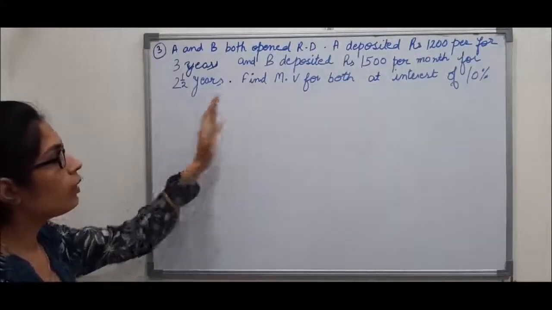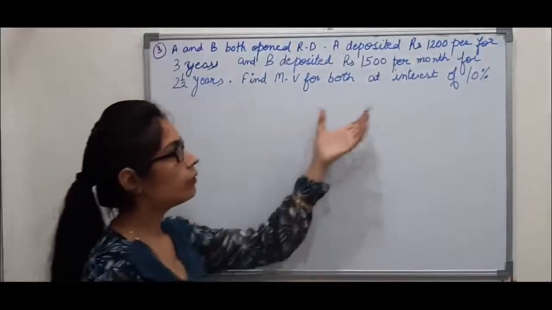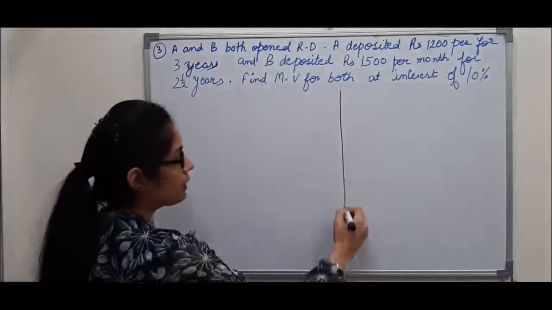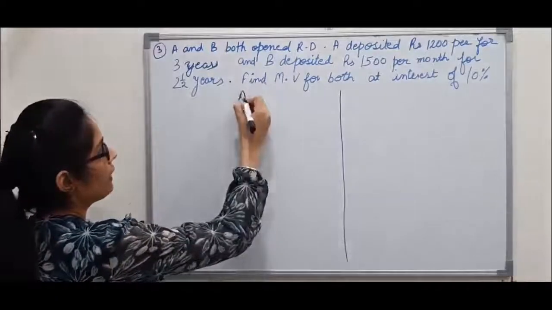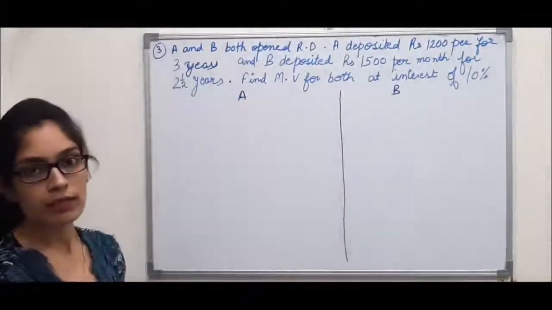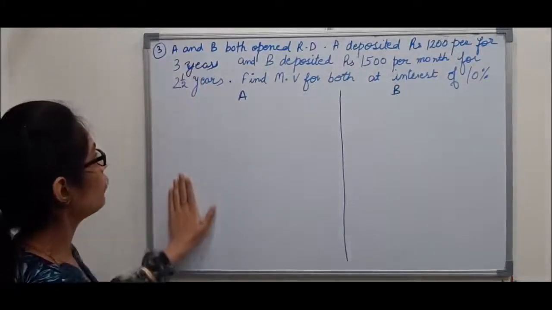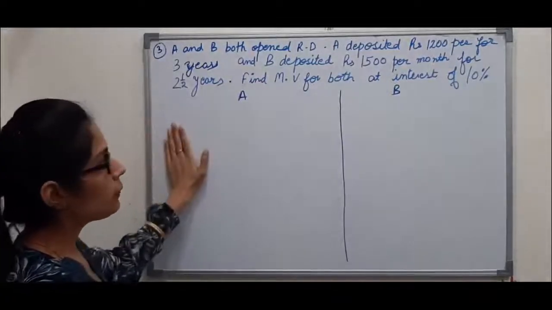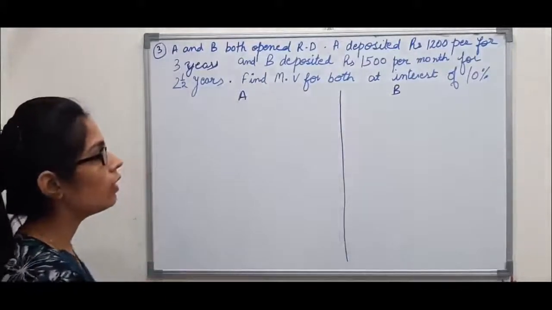So we have to find out maturity value for both, and which one will get more maturity value at the interest rate of 10%. So now in the same question we have to find two maturity values, one for A and one for B. And we have to find out which one will get more maturity, as one is doing for 3 years, another one is doing for 2.5 years. First we will separately find maturity value for both A and B. Then we will see who is getting more.